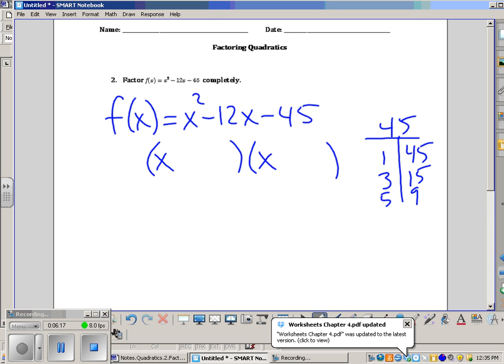Well, 15 minus 3 is 12, right? So if I say this is 15 and that's 3, then minus, plus. Let's double check. So negative 15 plus 3 is negative 12. Check. 3 times negative 15 is negative 45. Check. Factor completely. That's f of x. Done.